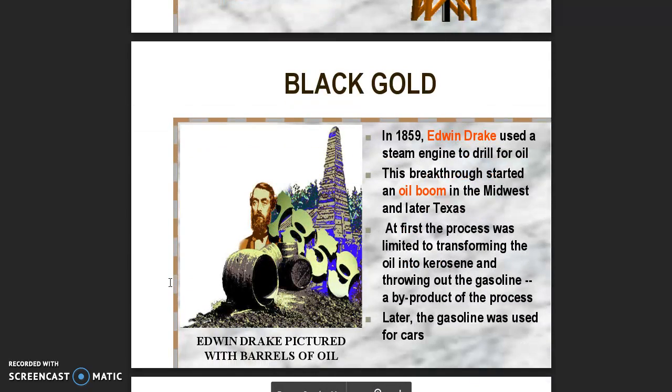Slide number 2 talks about black gold. On the left here, you see a picture. You see the date 1859. This individual right here is Edwin Drake. Okay? And read along with me. In 1859, Edwin Drake used a steam engine to drill for oil. This breakthrough started an oil boom in the Midwest and later in Texas.